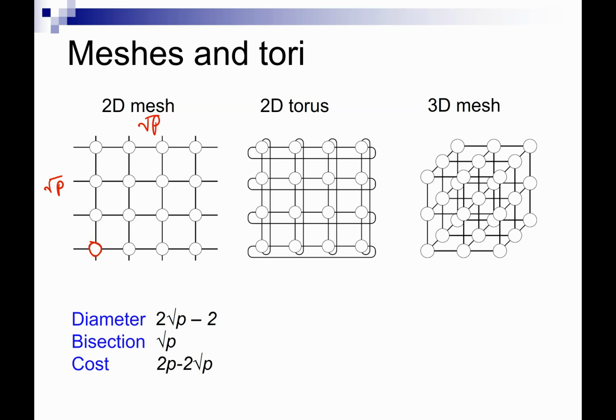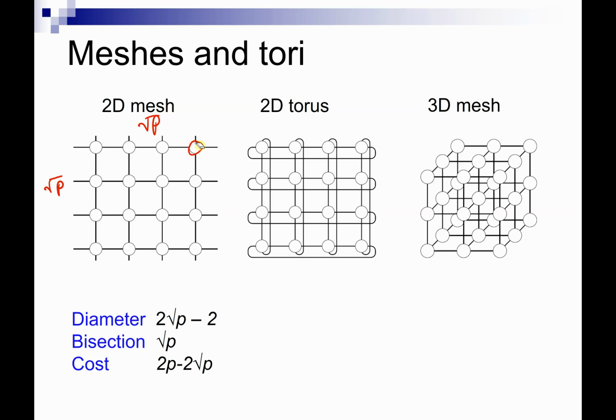It's basically these nodes at the corners of the network. And the distance between them is, well, we have to go all the way up and all the way across. So that's basically going to be root p plus root p. So it's something like 2 times root p, minus 2. So we've gone from this diameter of p in the 1D array to a diameter of 2 times root p in this 2D array. So much better.